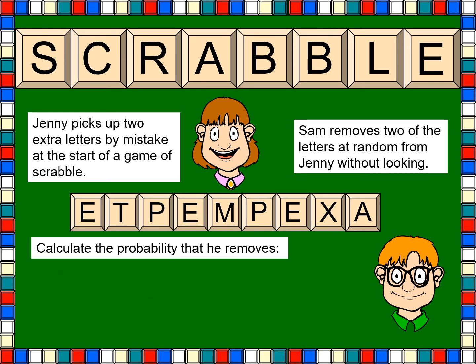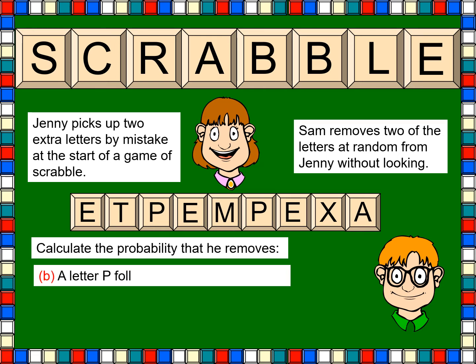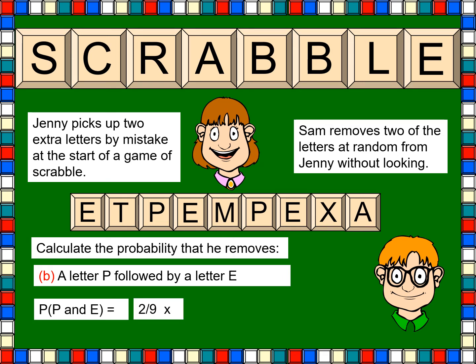And now, part B, calculate the probability that he removes a letter P followed by a letter E. Why not pause the video and have a go at this one yourself? And if you have paused, let's start with the probability of the P, and then we'll look at the E and multiply them together. So first of all, the letter P, there are 2 P's there out of 9 letters.